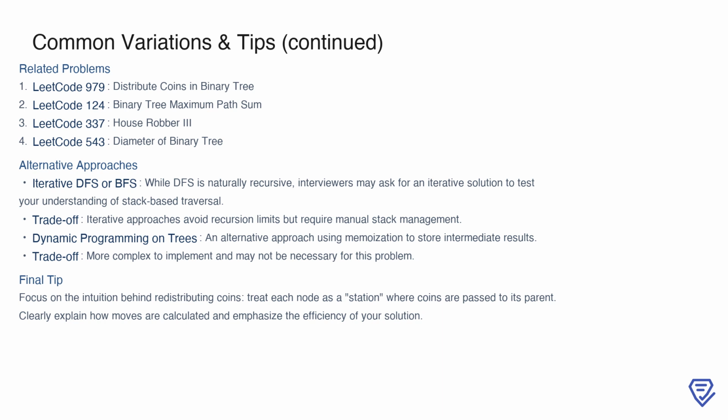This problem also connects to several related problems that might help deepen your understanding. For example, LeetCode 124, which focuses on finding the maximum path sum in a binary tree, or LeetCode 337, the house robber 3 problem, both involve tree-based calculations. Similarly, LeetCode 543, which deals with finding the diameter of a binary tree, shares some conceptual overlap. Exploring these can provide additional insights into tree traversal techniques.